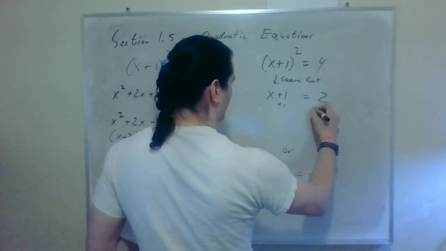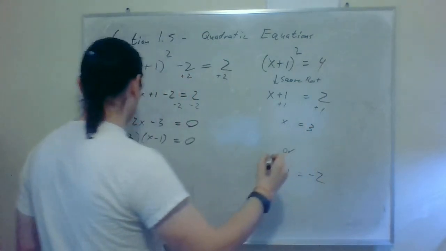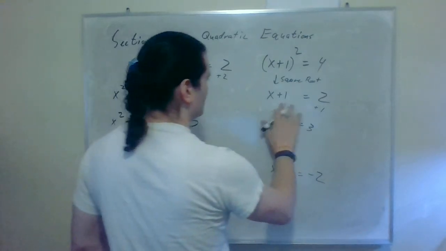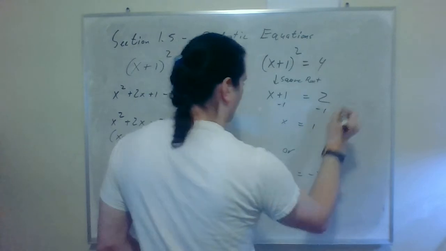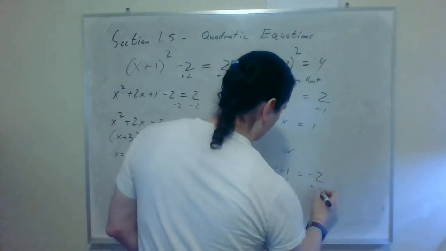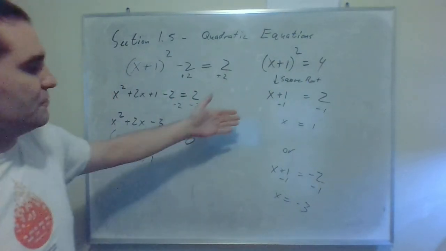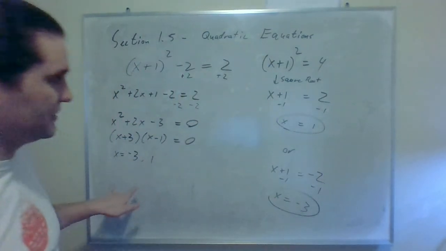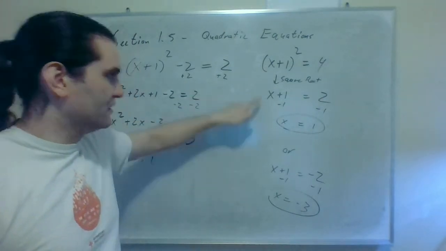So you have to add 1 to both sides of this, and that gives you x equals 3. Did I do this one wrong? No, you have to subtract 1. Losing my mind. That gives you x equals 1, which we have over here. Here you have to subtract 1 from both sides. That gives you x equals -3, which we have here. So the two solutions you get are the same two solutions you get from this technique. You just have to remember that if you're square rooting something, you get two options.